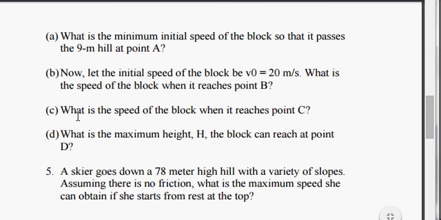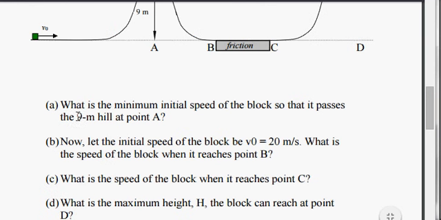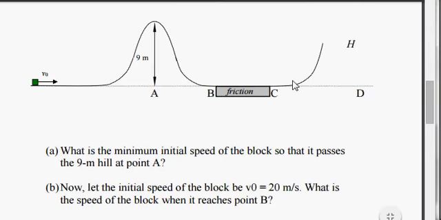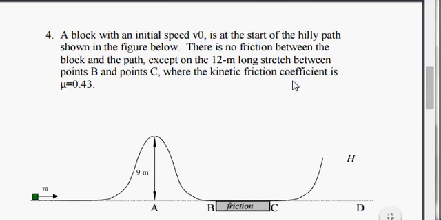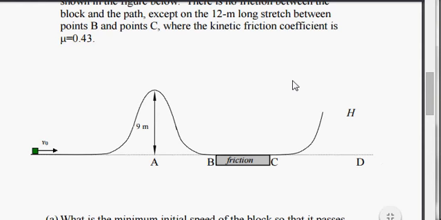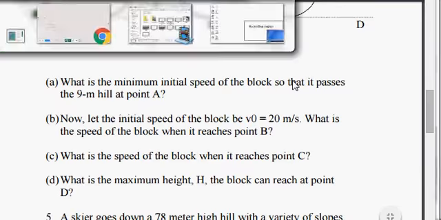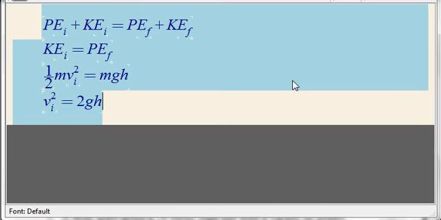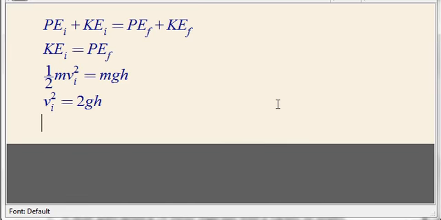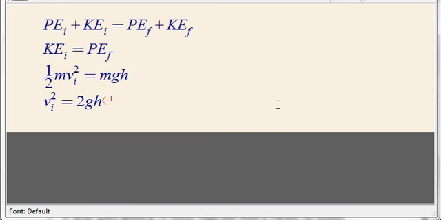C. What about when it reaches point C? So it goes through some friction. Do we have the coefficient of friction? Yes. Kinetic friction. So this is very nice because it's only a part of the problem instead of combined as it was with the skiing.